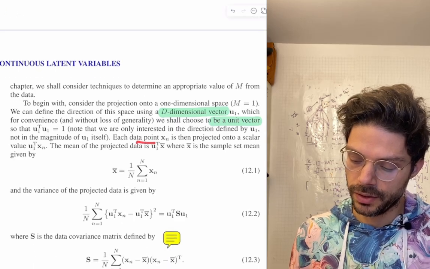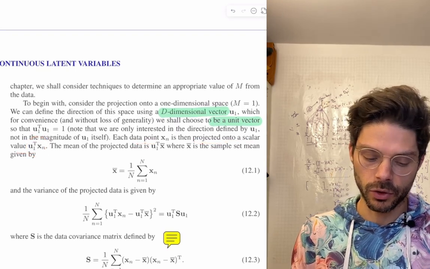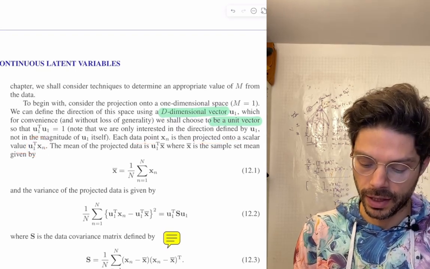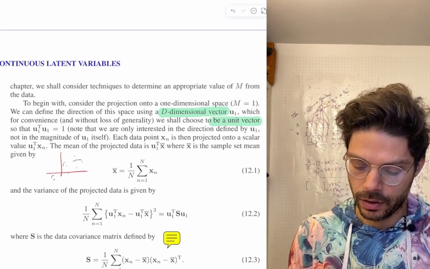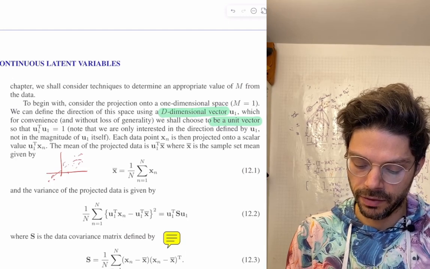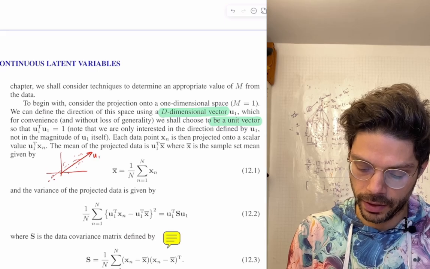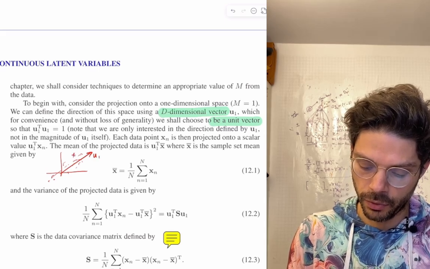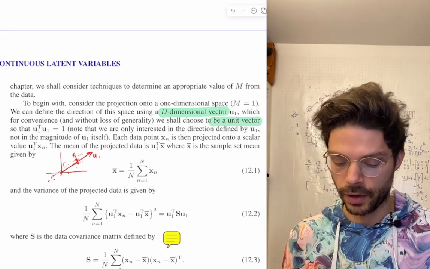Okay, so each data point is then projected onto a scalar value u_1 transpose x_n. What does that look like? Here is our point cloud of data points. Here is our direction u_1, and it's a unit vector, and we just take a data point and project it onto its projection along that direction.